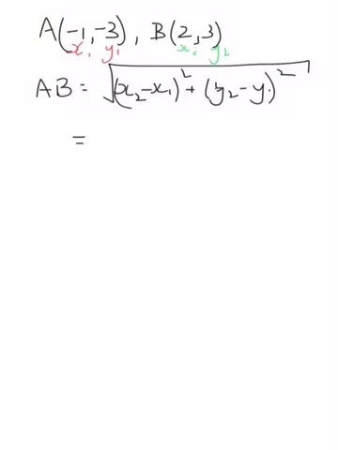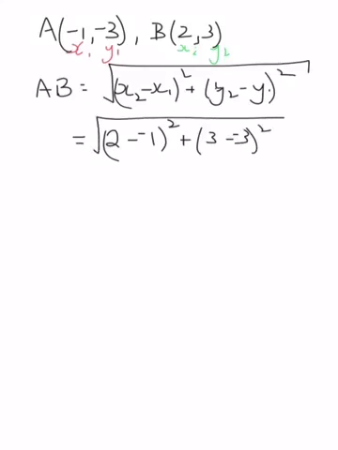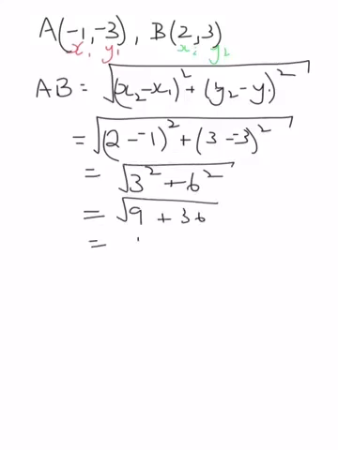Now, if I have x2 take away x1 squared and y2 take away y1 squared under the square root sign, I could just put all that in my calculator, but doing it step by step, this becomes 3 squared, this becomes 6 squared, so I end up with 9 plus 36, which is the square root of 45. That is the exact answer, and if I wanted it to a decimal place, I could just put it in my calculator, which would be 6.7 to 1 decimal place.